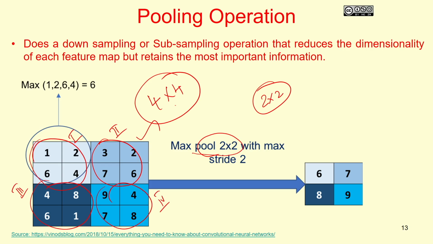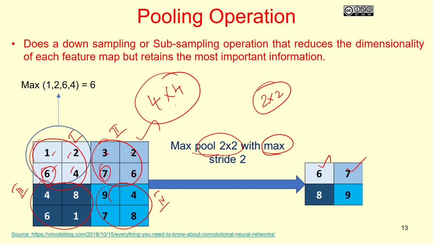In each of the quadrants you have to apply the max operation, and the resultant value is chosen and retained as an output. So what is this? 1, 2, 6, 4. So what is the maximum value? It is 6. So the 6 is printed here. Next, again 4 values, 3, 2, 7, 6. What is the maximum value? 7. So accordingly you should do it for all the other stride positions.